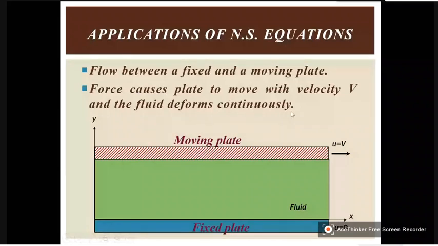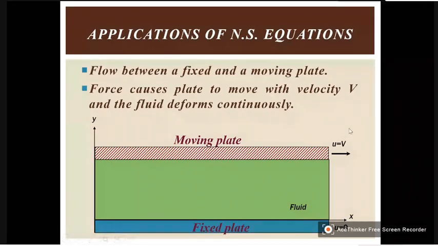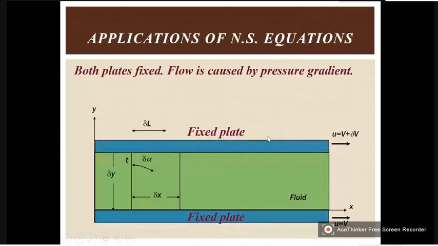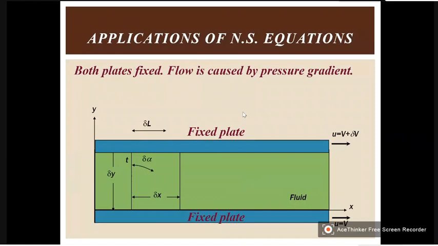Now this is a fixed plate and this is a moving plate, and when you apply a force, the plate will be moving with velocity v, and the fluid in between these two plates will be deforming. So the velocity of the bottom plate, the fixed plate, is 0, and this is moving with velocity u. Now, that is the case of one fixed plate and the other moving plate.